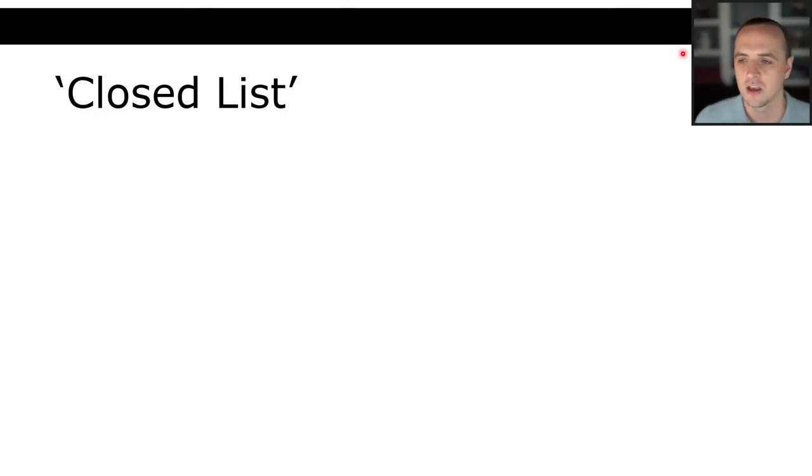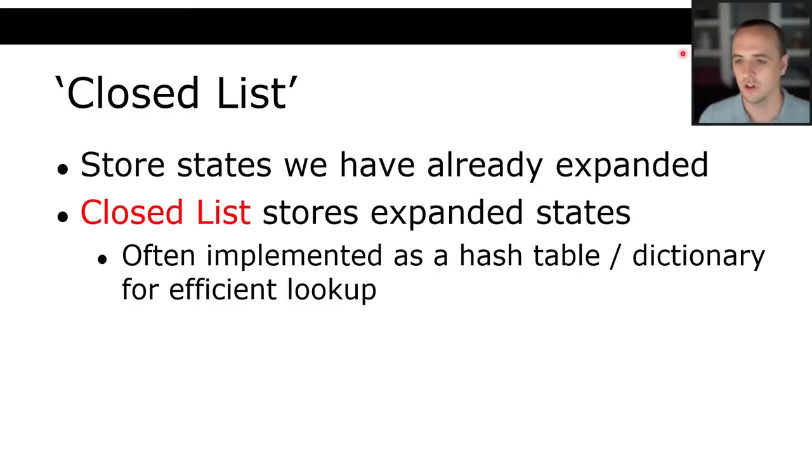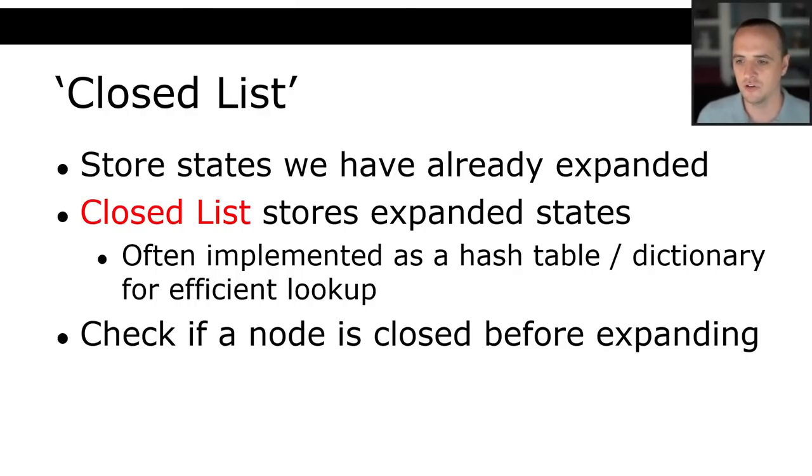All right. The closed list stores a set of states that we have already expanded. So the closed list stores expanded states. States, not nodes. It's often implemented as a hash table or a dictionary for efficient lookup, but you can implement it however you want. And what we're going to do is check to see if a node is closed before expanding it. That's it. So we have a closed list. We store states that we've expanded already, and we just check to see if a node has a state which is in the closed list before expanding.